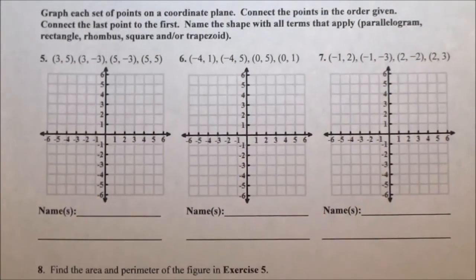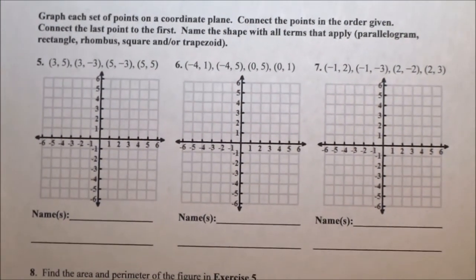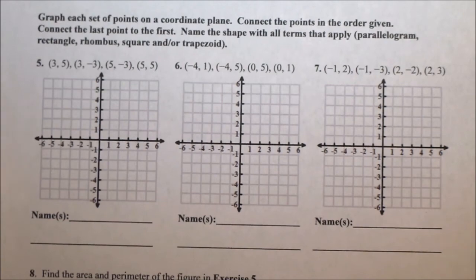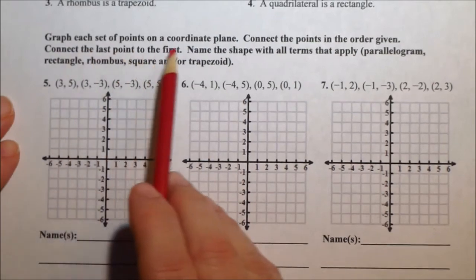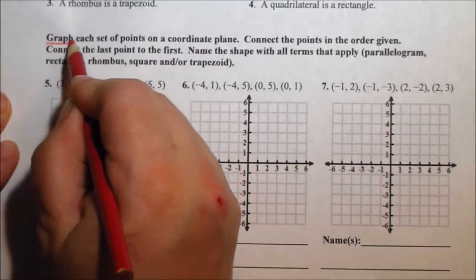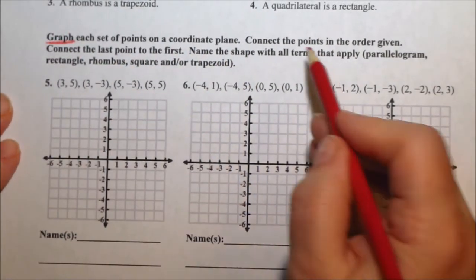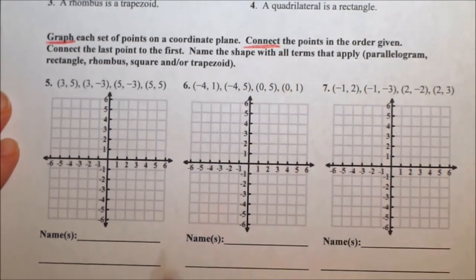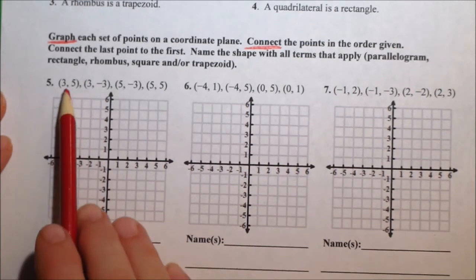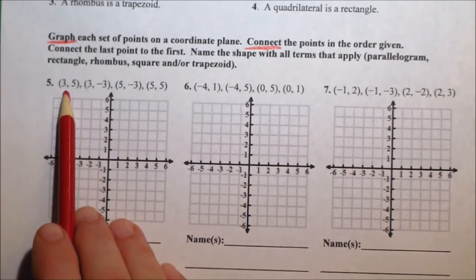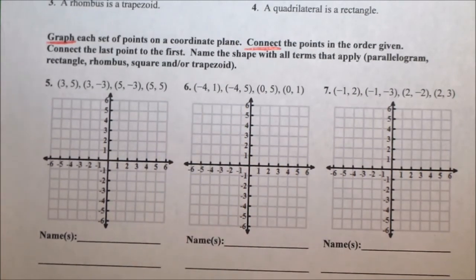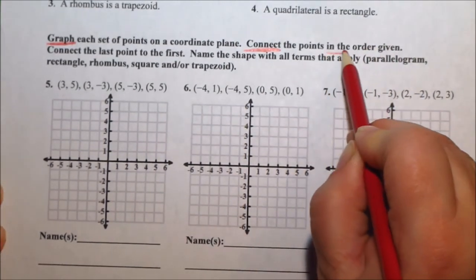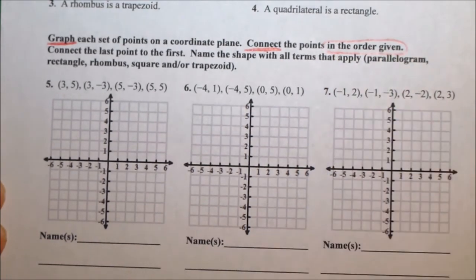All right, on this one, okay, so let's do some underlining here. You're going to graph each set of points on the plane. So I'm going to underline. First, you're going to graph. Then you're going to connect the points, okay, in the order given. That means, in the order given means you'll start with this point and then connect to this point, connect to that point, connect to that point. In the order given. All right?